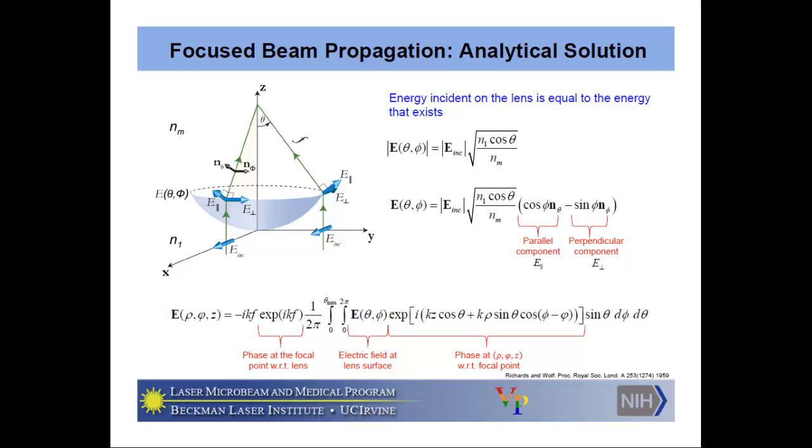And E phi is this value. We can substitute that value. And then this exponential part provides the phase at the focal point with respect to length. So the phase propagation from here to there is given by this one. So kf is the propagation phase. What you get here is the phase at our given rho, phi, z location in this equation. You do the integration, you get the results. That's how we do the analytical equation.